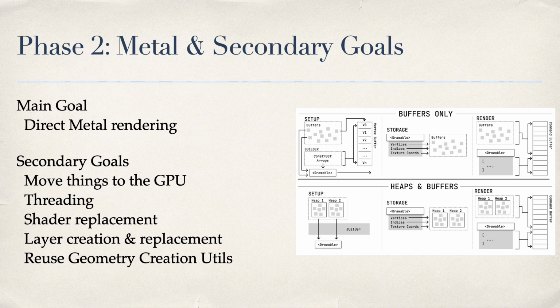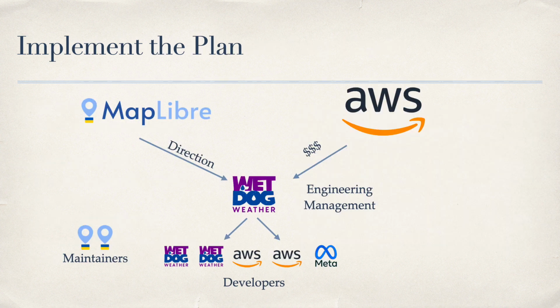Shaders are the code that the GPU runs. Wanted to be able to add new layers and replace old ones and reuse some of the geometry creation. And I'll talk a lot more about that later. So that was the plan. How did we implement the plan?